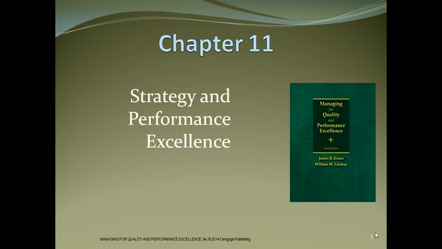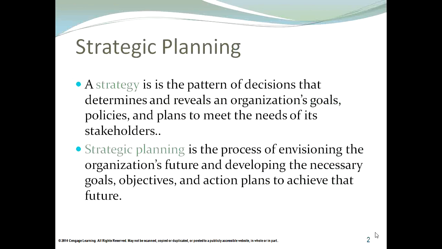Now let us understand and define strategy. A strategy is the pattern of decisions that determines and then reveals an organization's goals, that is, policies and plans to meet the needs of its stakeholders. Strategic planning is the process of envisioning the organization's future and developing the necessary goals, objectives, and action plans to achieve that future. So please be very clear on strategy and strategic planning, and how it is done.